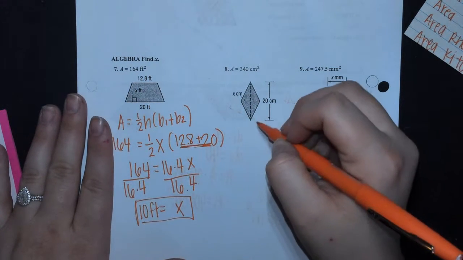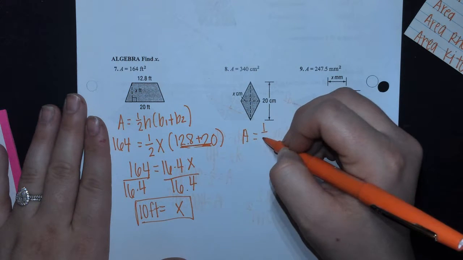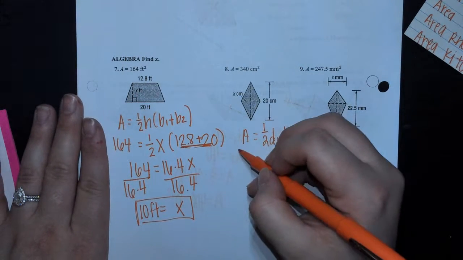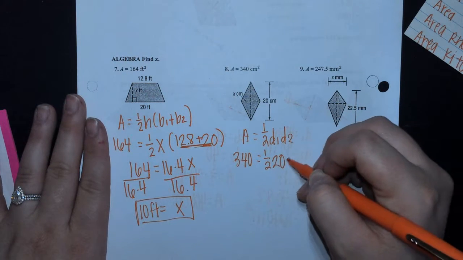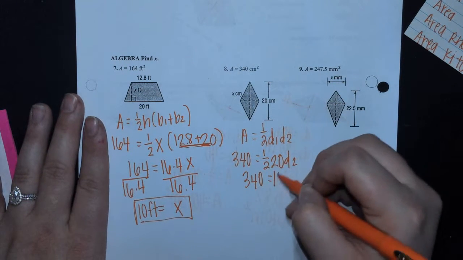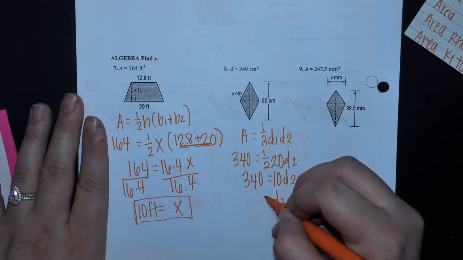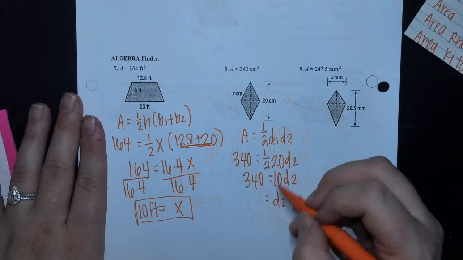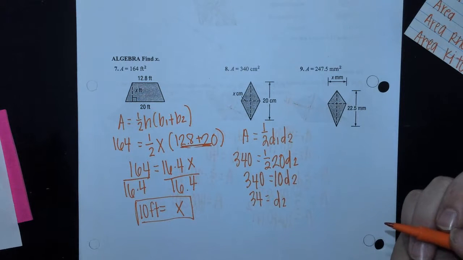Okay, let's do this one. What formula am I using? Oh, 1/2. Okay. So area I know is 340, 1/2, and I know one diagonal, but I want to find this other one. What's half of 20? 10. So D2 is equal to what? Yeah, you're right. Say it. 34. 340 divided by 10 is 34.